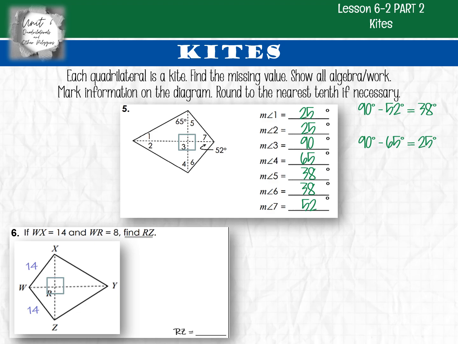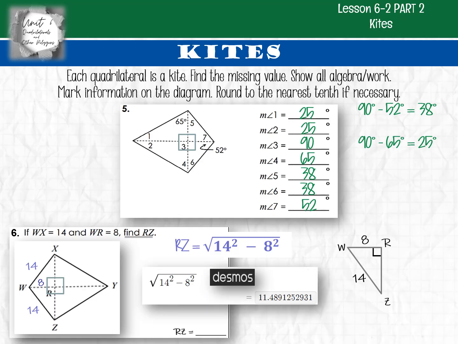So the length of segment WZ is the same. Length of segment WR is 8. And we need to find the length of segment RZ. We have a right triangle in there. Let's pull it out. Ooh, Pythagorean theorem. Let's go. The length of RZ is the square root of the hypotenuse squared minus the leg squared. Put it into Desmos and we get about 11.5. It does say round to the nearest tenth if necessary.